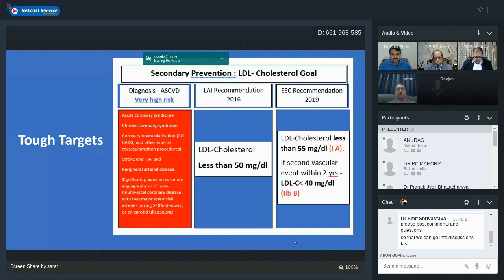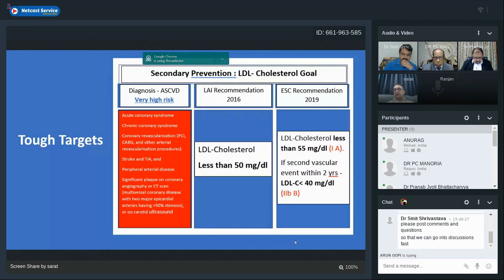Actually, although they are called very high risk, I'm saying that these are uncommon, but in Indian setup, these are very common. Acute coronary syndrome, chronic coronary syndrome, coronary revascularization, relatively recently, stroke, TIA, peripheral vascular disease, so many things. And in all these situations, these are very high risk patients. And Lipid Association of India recommends LDL less than 50.